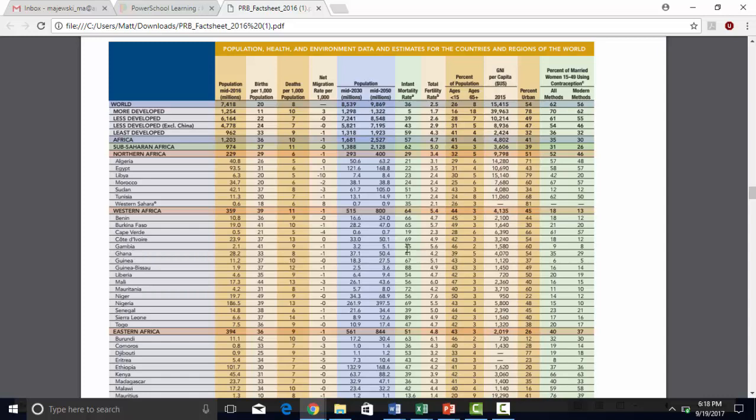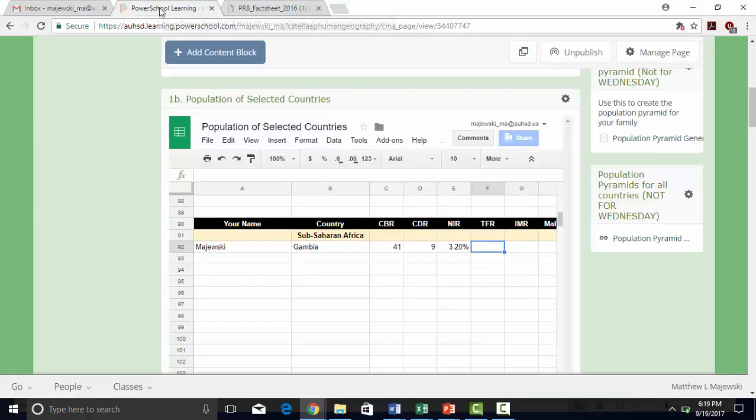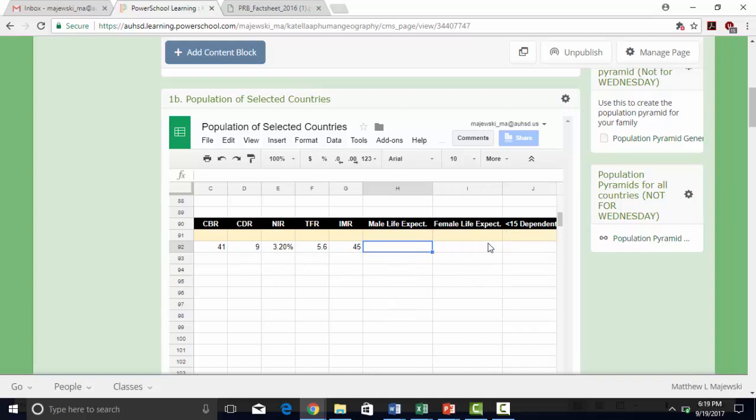So again, infant mortality, 45. Total fertility is 5.6. I would go back to my document. Total fertility, 5.6. Infant mortality was, I believe, 45. All right. Now it asks for my life expectancy for men and my life expectancy for women.